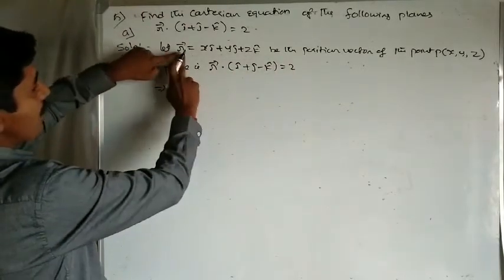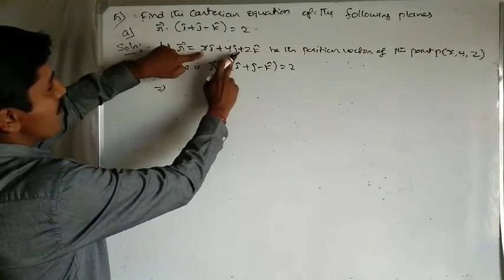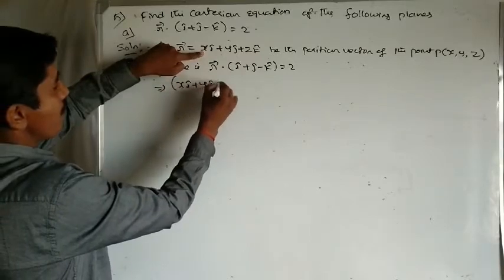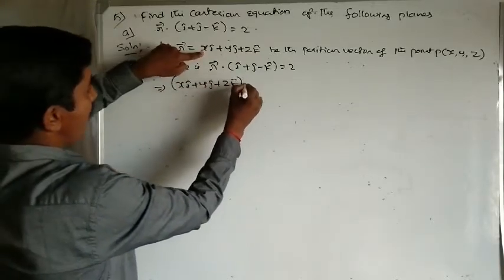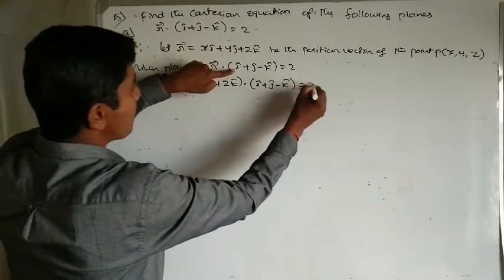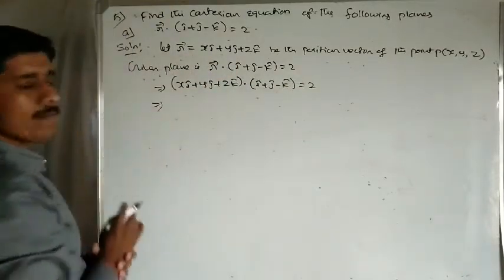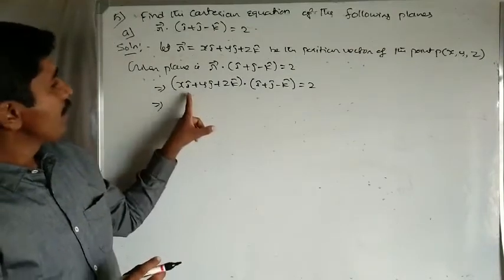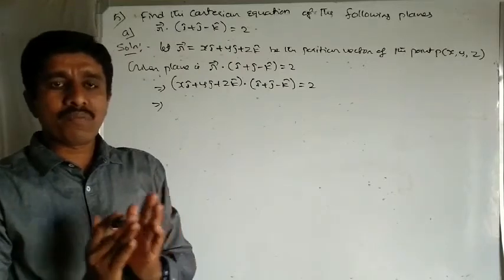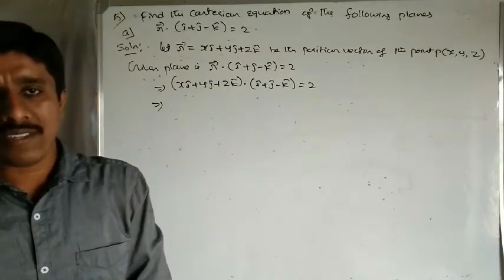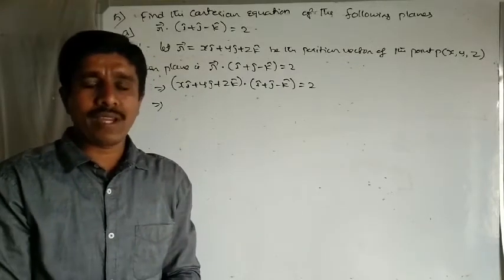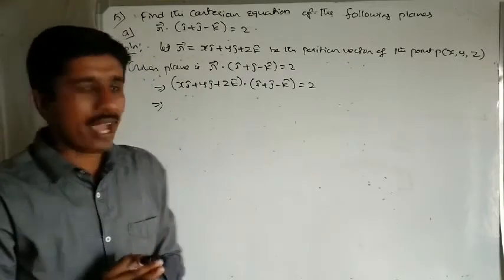Substitute vector r is equal to xi plus yj plus zk. So (xi plus yj plus zk) dot (i plus j minus k) is equal to 2. Here the dot product of two vectors is obtained by the sum of the products of the respective components. So multiply the i coefficients, j coefficients, k coefficients and add, and we get the required dot value.